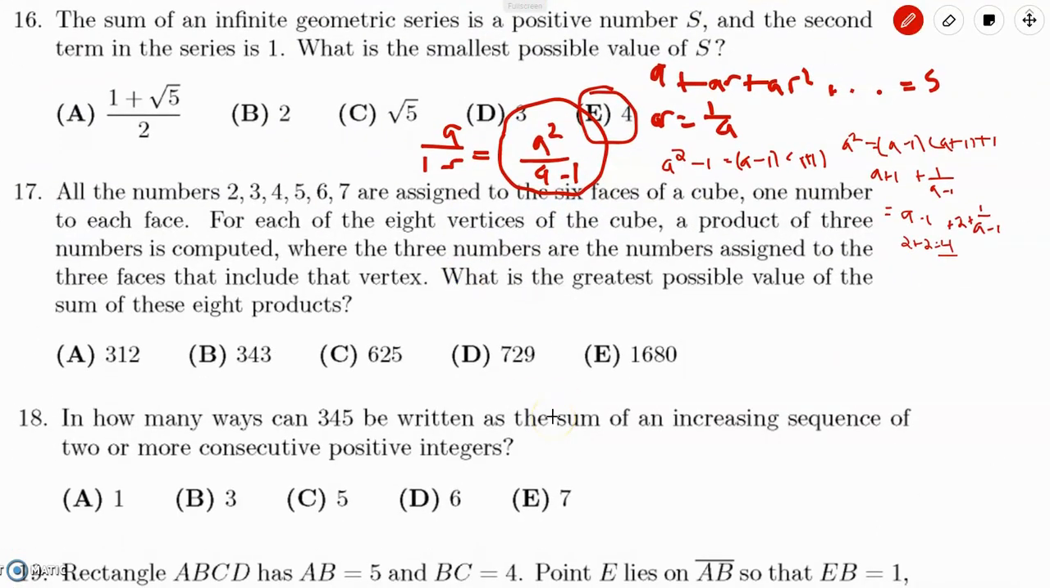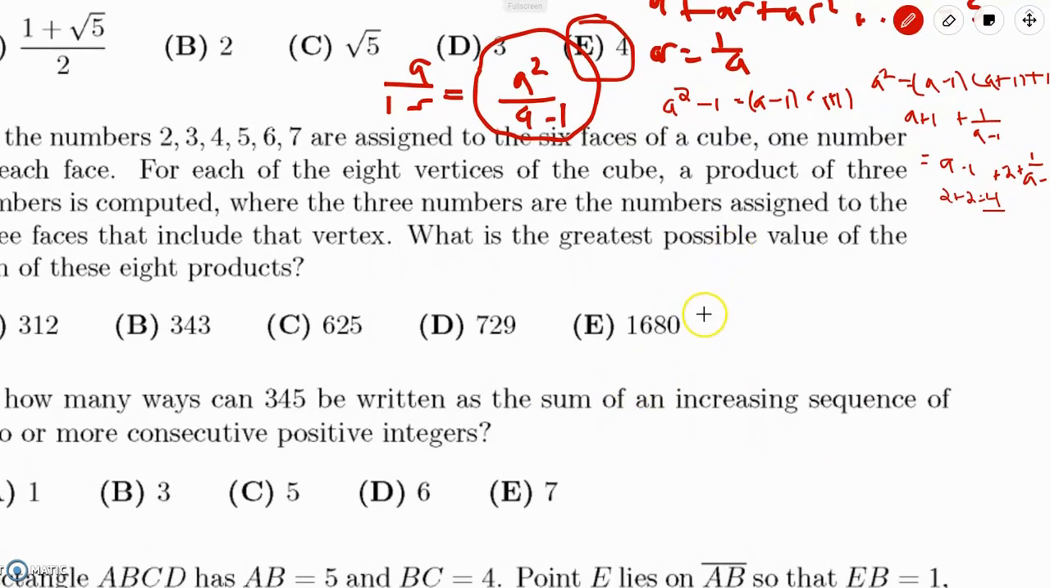Number 17. All the numbers 2, 3, 4, 5, 6, 7 are assigned to the 6 faces of a cube, one number to each face. For each of the 8 vertices of the cube, a product of 3 numbers is computed, where the 3 numbers are the numbers assigned to the 3 faces that include that vertex. What is the greatest possible value of the sum of these 8 products? So, essentially, if you look at this cube, let's try to just label it arbitrarily.